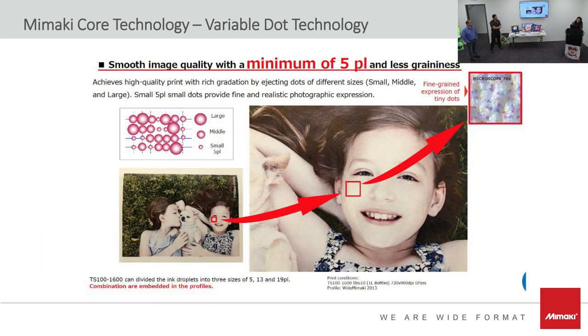And then we also have the variable dot technology, which helps you achieve the high quality image that you want, and releases less grainy images.